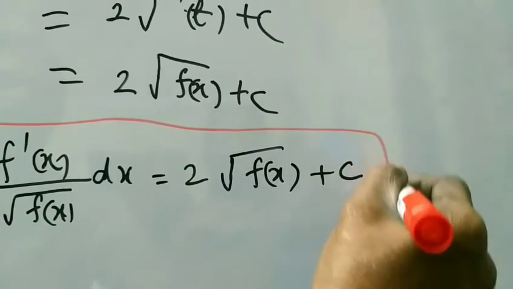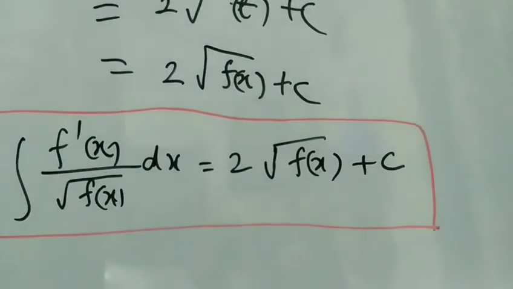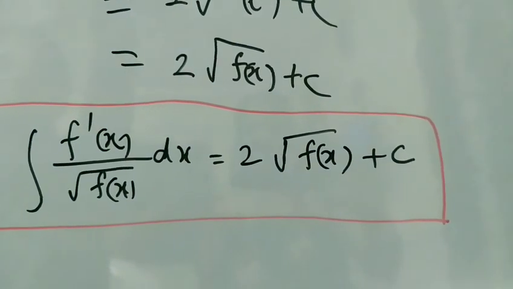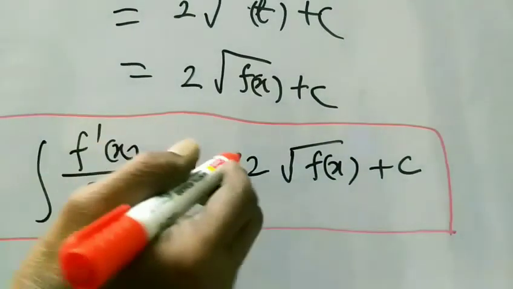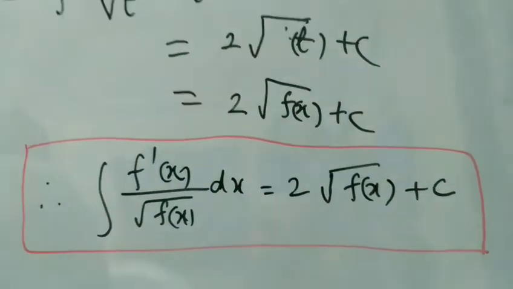This is the proof of the given statement. Integral of f dash of x by square root of f of x dx is equal to 2 into root of f of x plus c.